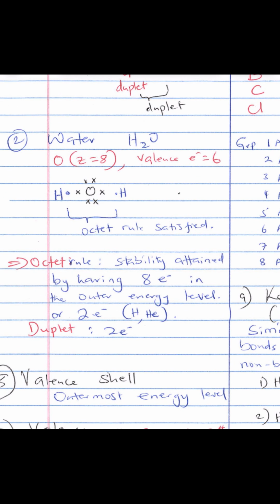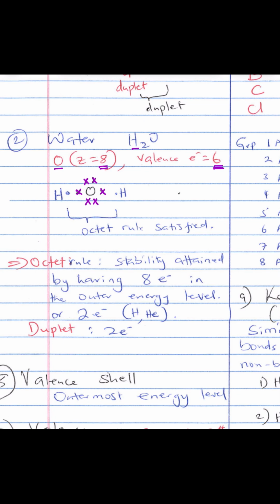Next, we look at water, H2O. We see that it has oxygen with a Z value of 8, therefore it has 8 electrons. And the valence electrons, that's the electrons on the outer energy level, is 6. And therefore oxygen is in group 6A. And therefore oxygen has 6 valence electrons. And therefore we write the 6 electrons as a pair there and another pair there. That accounts for 4. And then we're left with 2, and we spread them out like that.